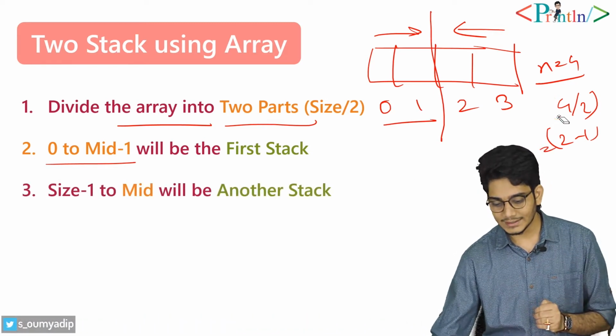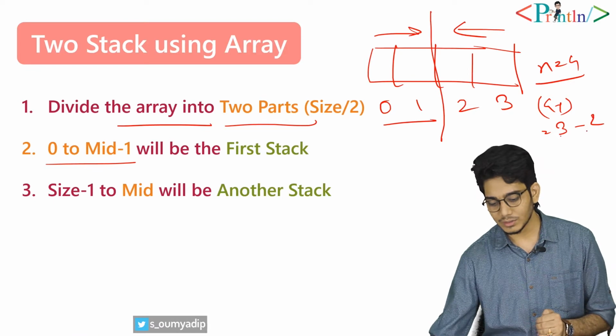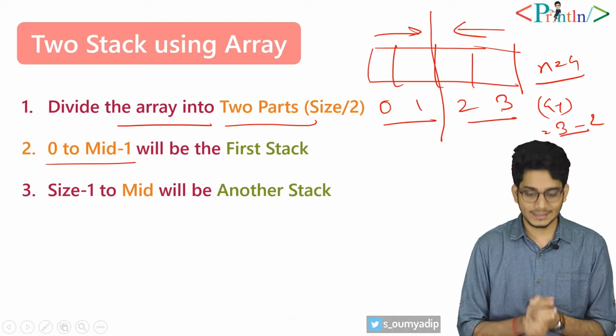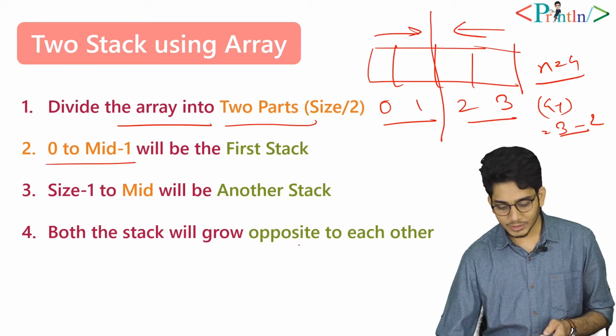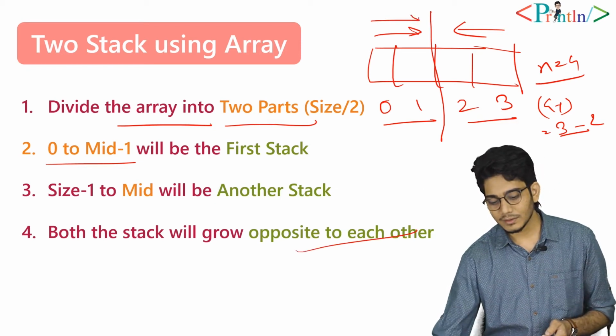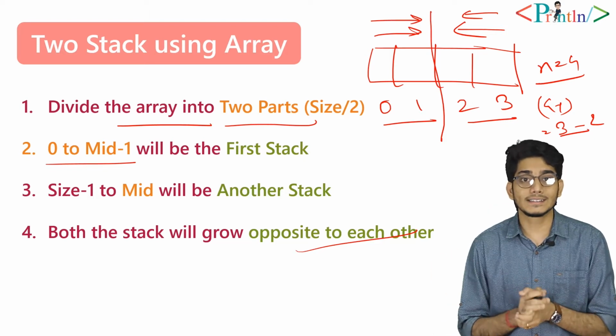So what is the size? The size is 4, 4 minus 1, which means 3 to mid. What is the mid? 2. So that will be the other stack. Both stacks will grow opposite to each other. The first stack will go like this and the second stack will go like this. In the next slide we'll discuss that in more detail.